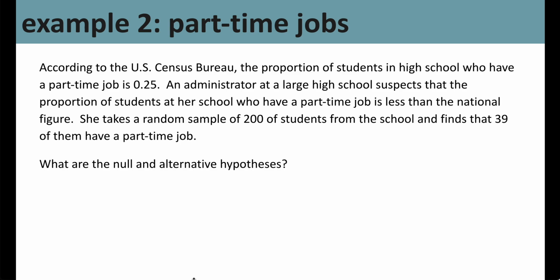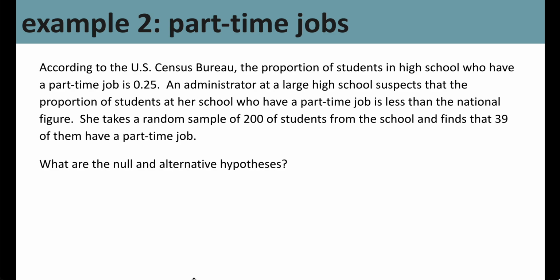Let's do one more example. So according to the U.S. Census Bureau, the proportion of students in high school who have a part-time job is 0.25. An administrator at a large high school suspects the proportion of students at her school who have a part-time job is less than the national figure. So she takes a random sample of 200 students from the school and finds that 39 of them have a part-time job. So again, we'll start with the null and alternate.